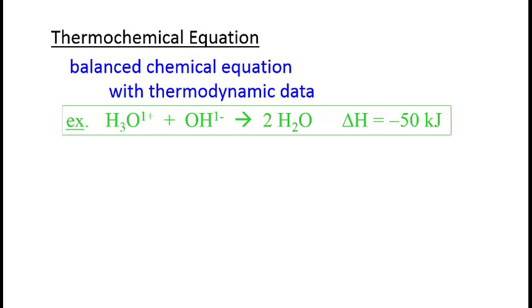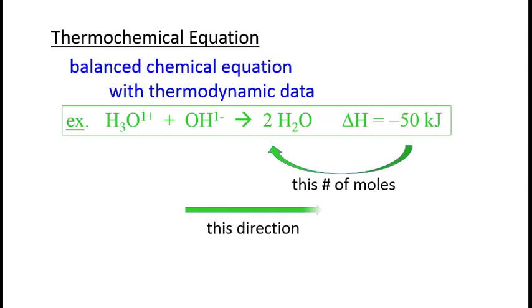That number is specifically for the number of moles shown in the equation, in this case forming 2 moles of water, from 1 mole each of hydronium and hydroxide. It is also specifically for the direction shown in the equation, the formation of water as a product. The actual value of delta H will depend on the scale and direction of the reaction in question. For example, what about running the reaction in the reverse direction?